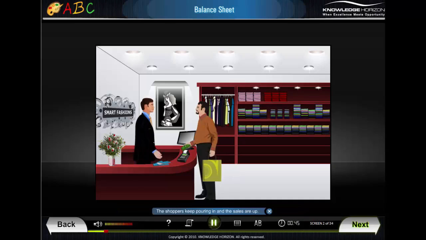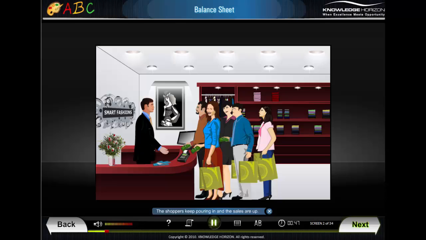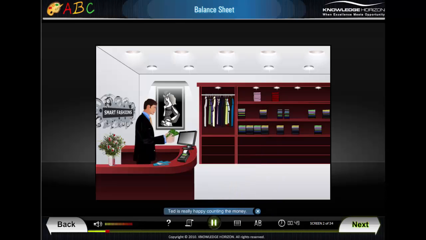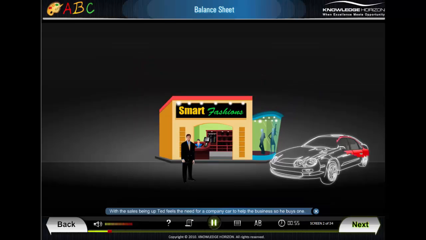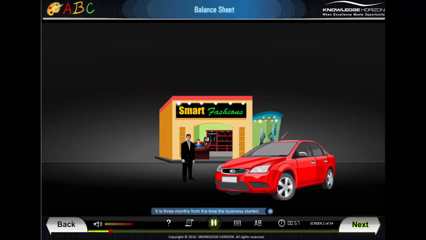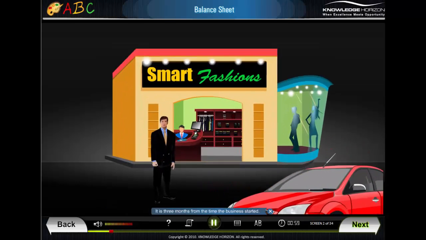The shoppers keep pouring in and sales are up. Ted is really happy counting the money. With the sales being up, Ted feels the need for a company car to help the business, so he buys one. It is 3 months from the time the business started.